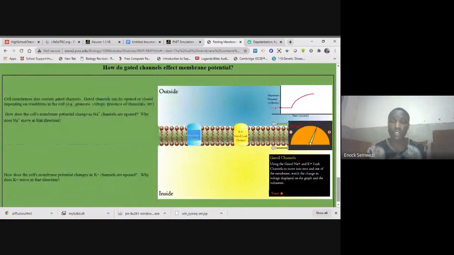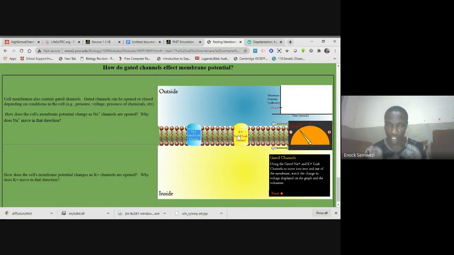I want you to focus on the voltmeter, and then see. Remember, the gated channels only open when there is a change in the potential difference of the membrane. Let's say there's a change in voltage, maybe a membrane has been stimulated. That's when they can open. Or when there are specific chemicals, or when there is a change in pressure, that's when the gated channels can open.